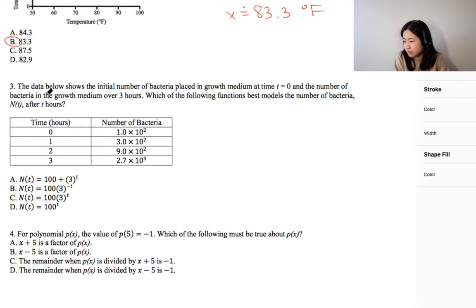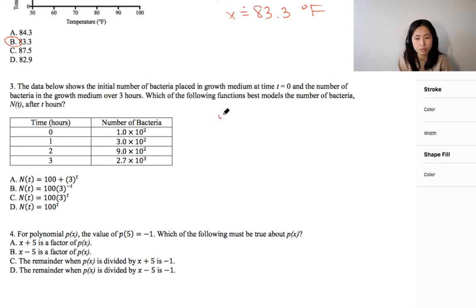Okay, so here we have the data below shows the initial number of bacteria placed in growth medium at time t is equal to 0, and the number of bacteria in the growth medium over 3 hours. Which of the following functions best models the number of bacteria n(t) after t hours? Okay, so we have a couple of equations here, and as you can see, this is an exponential growth of bacteria, right? So if you have t is equal to 0, your initial number of bacteria is 1.0 times 10 to the power of 2.